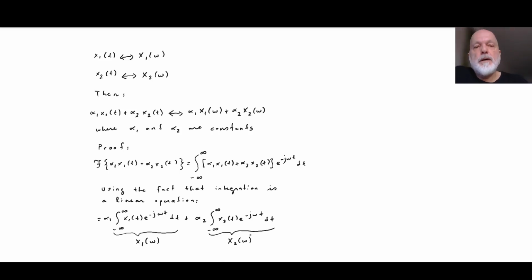So this proves that if you try to obtain the Fourier transform of a linear combination of two signals, the Fourier transform of this linear combination is the same linear combination of the corresponding Fourier transforms.